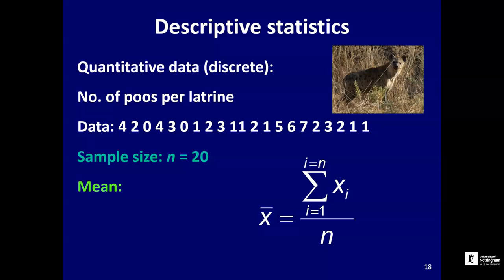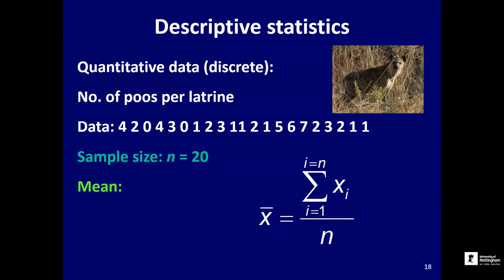And an obvious thing that we might want to do is to describe the central tendency of this data set. In other words, what does a typical latrine look like? What's the average number of feces that we find at a hyena latrine? And hopefully you're familiar with how to do that. It's pretty straightforward, calculating the average.